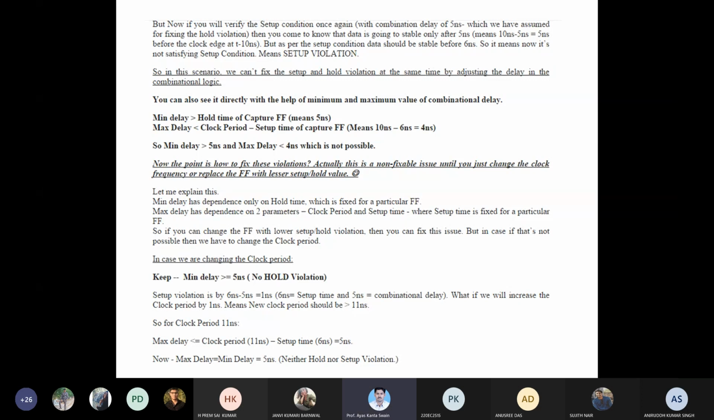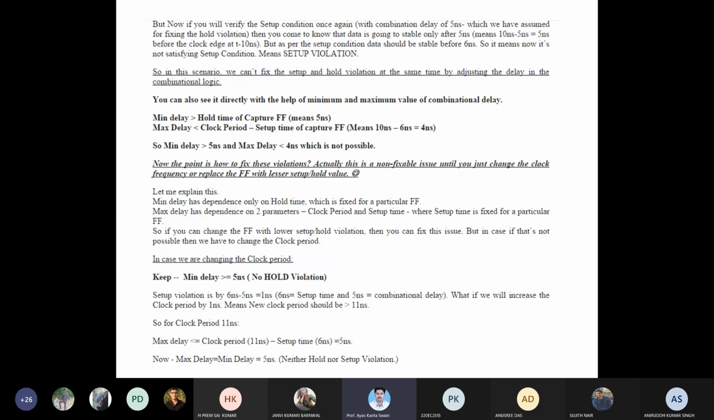Are you getting it? So what to do here? The thing you need to do is fix the clock frequency, because within your clock period it is not possible to adjust the combinational logic block delay and fix both the setup and hold violation. So that's why it is written. Now the point is how to fix these violations. Actually, this is a non-fixable issue until you change the clock frequency or replace the flip-flop with one having less setup and hold value.